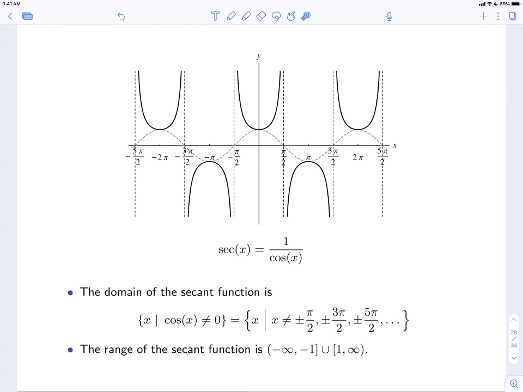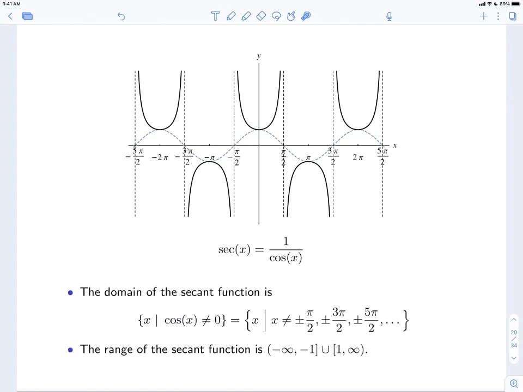So when you look at 1 over it, you end up with something which is bigger than 1. Now the exception to that is when it's actually equal to 1. 1 over 1 is 1. So any place that cosine is 1, secant will also be 1. So you have that at 0, you have that at 2 pi, you have that at minus 2 pi.